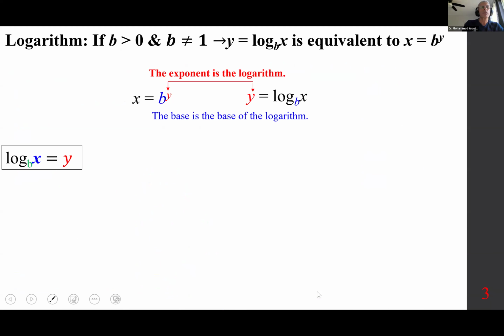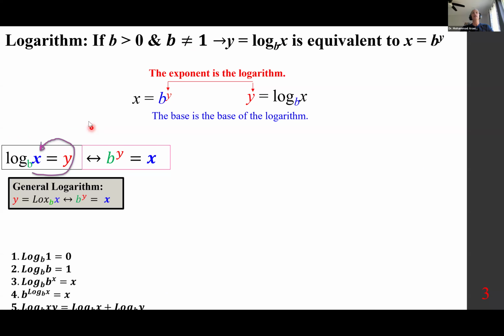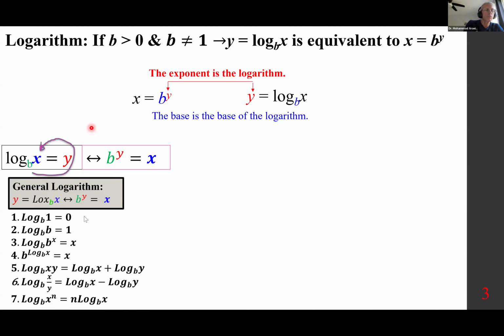Logs. The base must be positive and it can't be 1. In that case, y equals log x base b is equivalent to x equals b to the power of y. You notice here they have the same exponent, the same base. If you look at this one and the arrow that I'm going to put on, b to the power of y equals x. And that can clearly give rise to all of these properties.